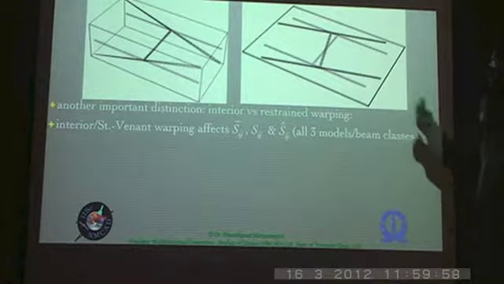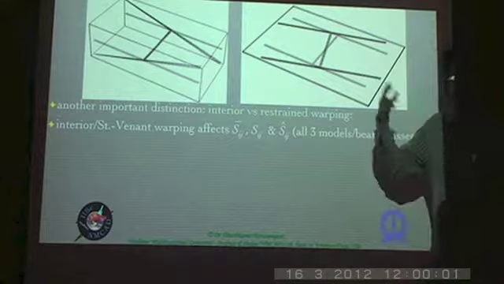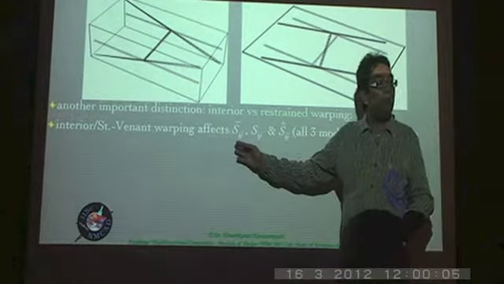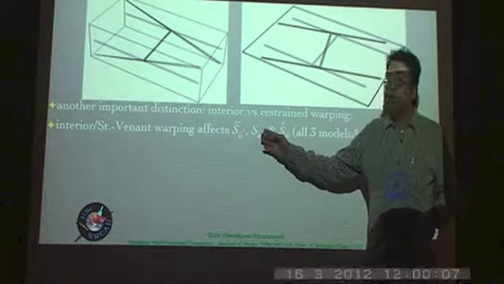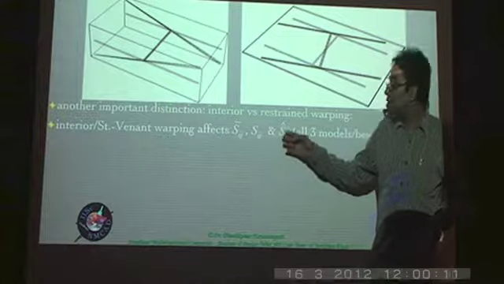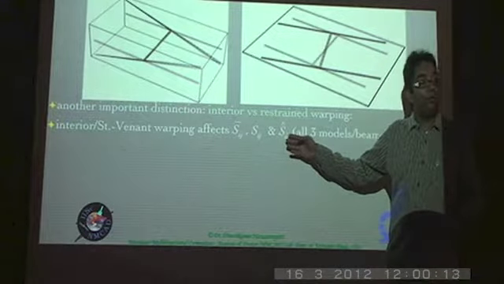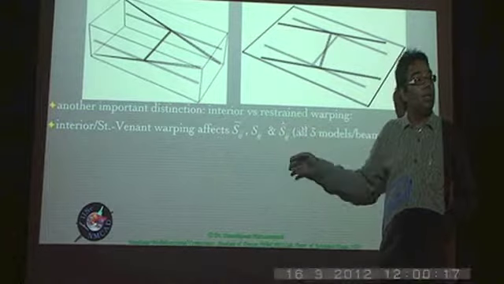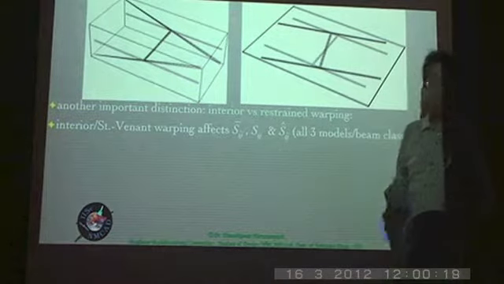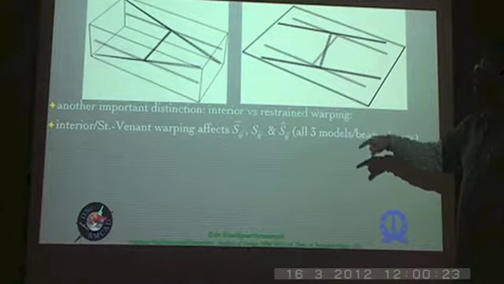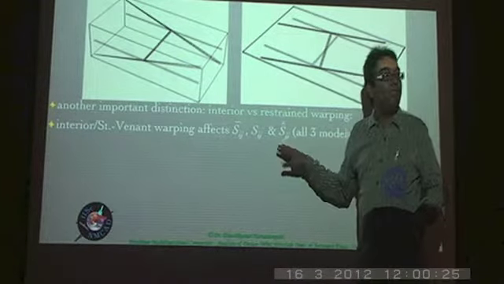So interior or Saint-Venant warping, we saw three models in the previous slide. One is associated with a 4x4 stiffness matrix. The other is a 6x6 stiffness matrix, including the transverse shear strains in addition. And then a 5x5 stiffness matrix, where in addition to the classical, we have the kappa 1 prime, rho 1 column. So now the interior or Saint-Venant warping will affect all three of them.